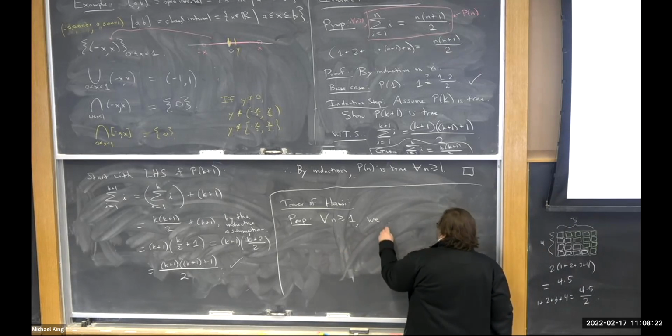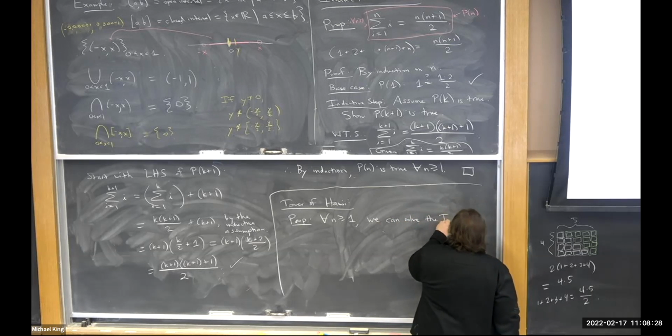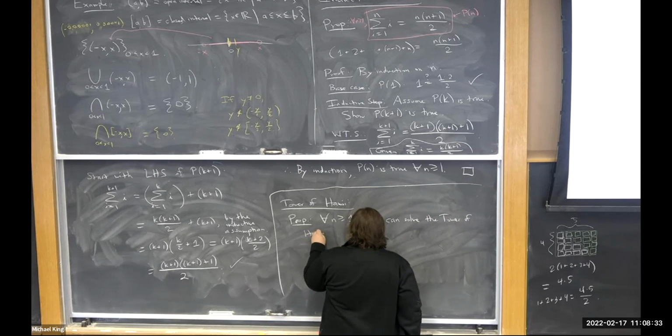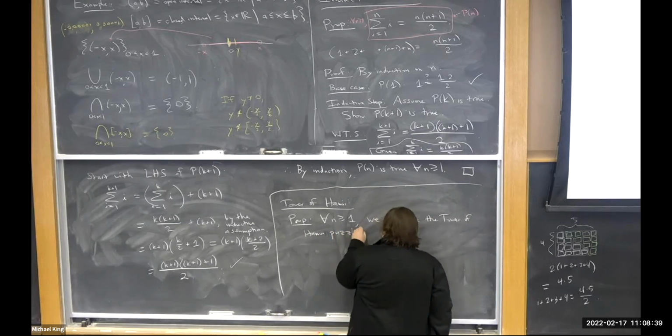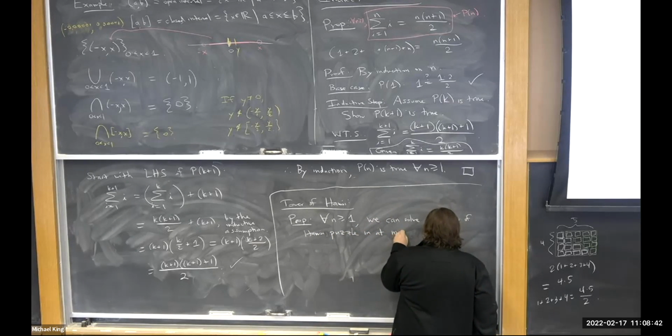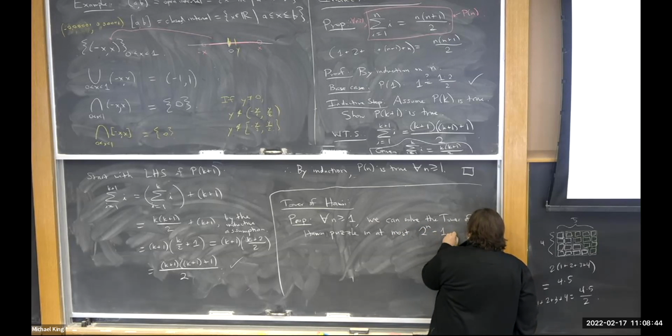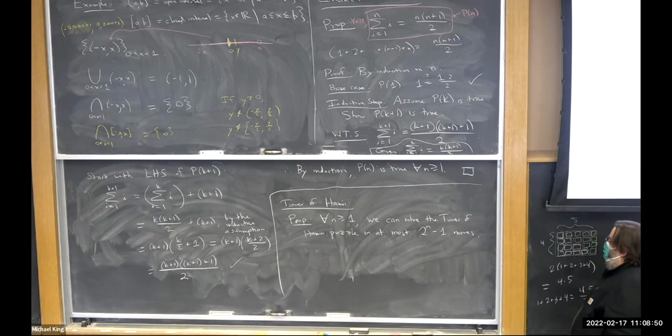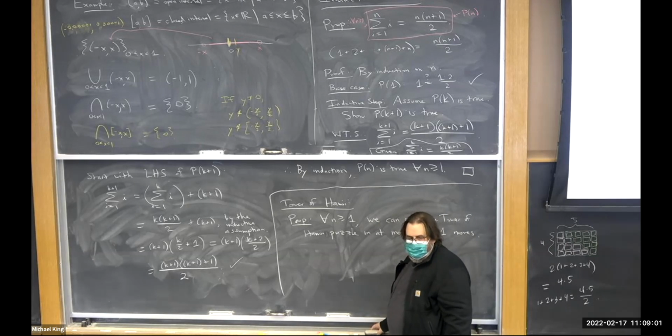So for all n greater than or equal to 1, we can solve the Tower of Hanoi puzzle in at most, the pattern you found was, 2 to the n minus 1 moves. We're not saying anything about whether this is the best strategy, the most minimal. I think it is, but that's harder to think about how to prove.